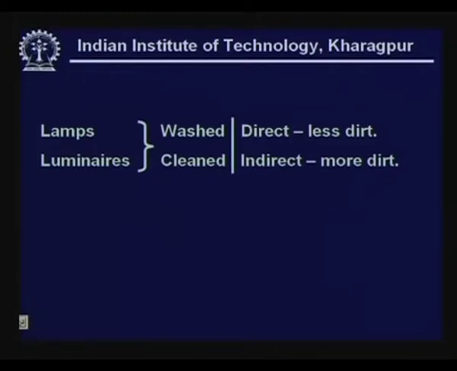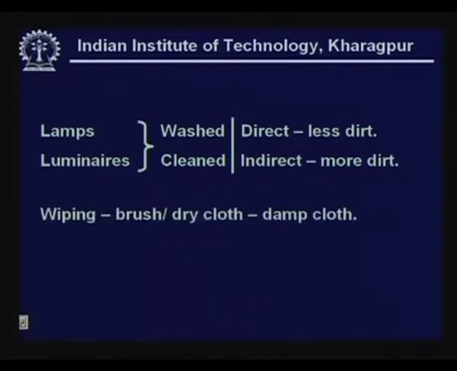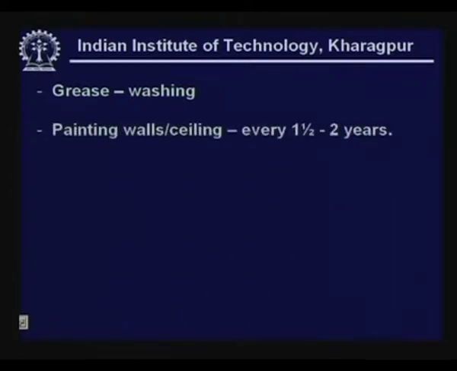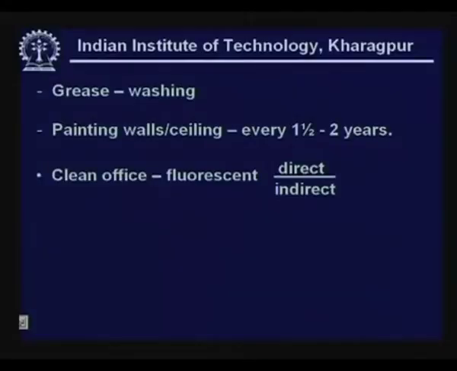The lamps and luminaires need to be maintained. Luminaires could be washed and cleaned. In the direct case there is less dirt, in the indirect case there is more dirt, so there are more periodic requirements. They could be wiped with a brush, dry cloth or damp cloth. Grease should be washed off. That is as far as the lamps are concerned, but the interior, that is the walls and ceiling, are preferably painted every 1.5 to 2 years.